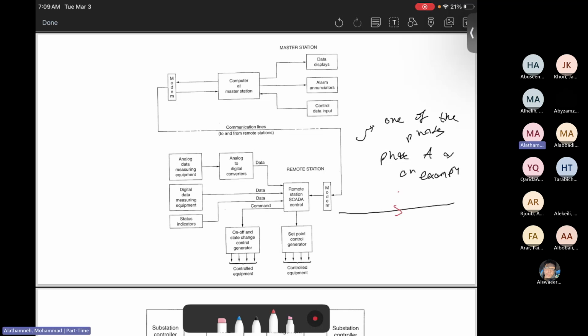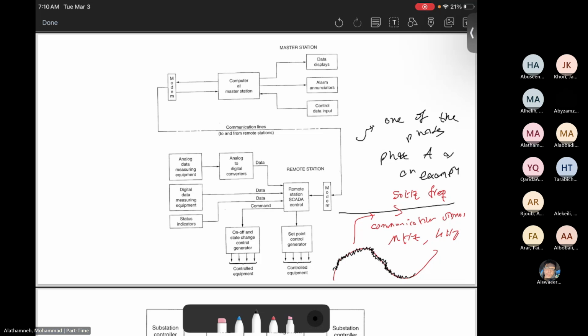we know the power is at 50 hertz frequency. We can add to it a communication signal, and that communication signal can be in megahertz or kilohertz. So they are at different frequencies. We can say here is the power signal and here is the communication signal inside it, very small. So it can be a carrier, and the communication signal can be inside.